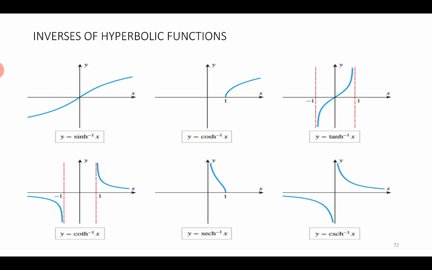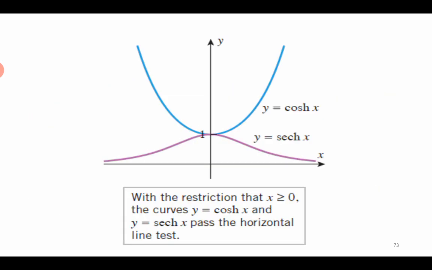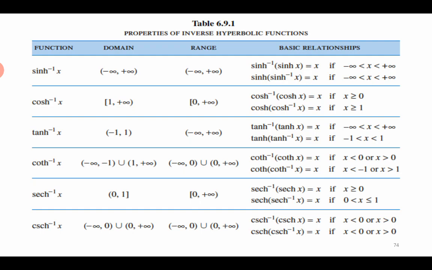These are the graphs of the inverse functions: inverse of sine hyperbolic x, inverse of cosine hyperbolic x, inverse of tan hyperbolic x. The inverse is the reflection about y equal to x, isn't it? So go through this graph and the general information here. It covers the inverses of all the 6 hyperbolic functions, and their range and domain have been given here.